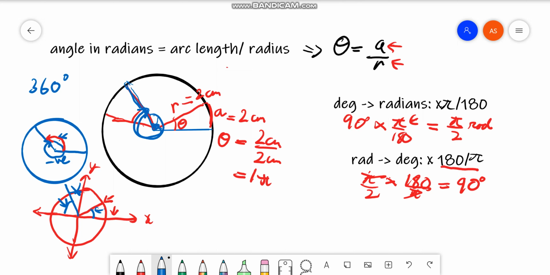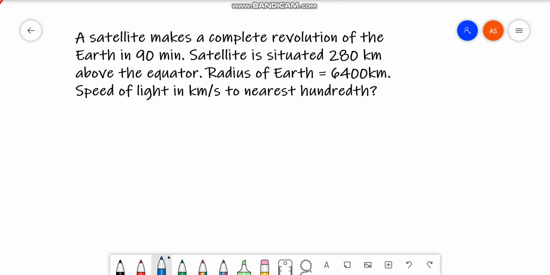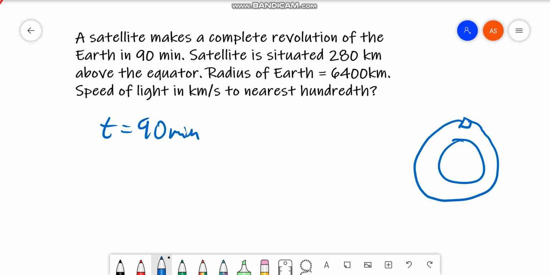Now let's do a sample problem. A satellite makes a complete revolution of the Earth in 90 minutes. So the time is 90 minutes. Let's say this is the Earth, and there's a satellite which makes a complete revolution around the Earth. They've given us the time as 90 minutes. It takes 90 minutes for the satellite to go around the Earth.